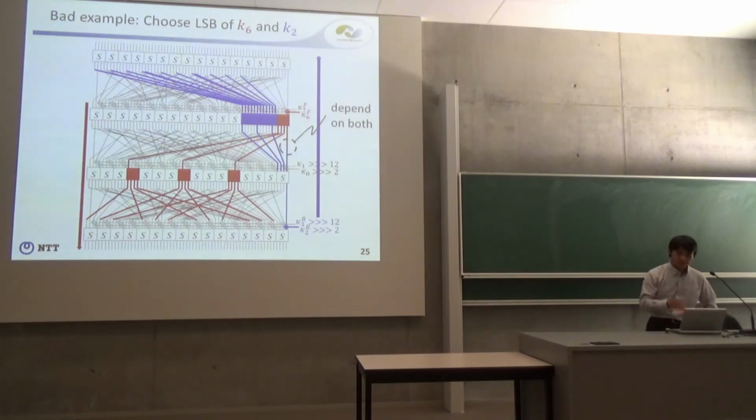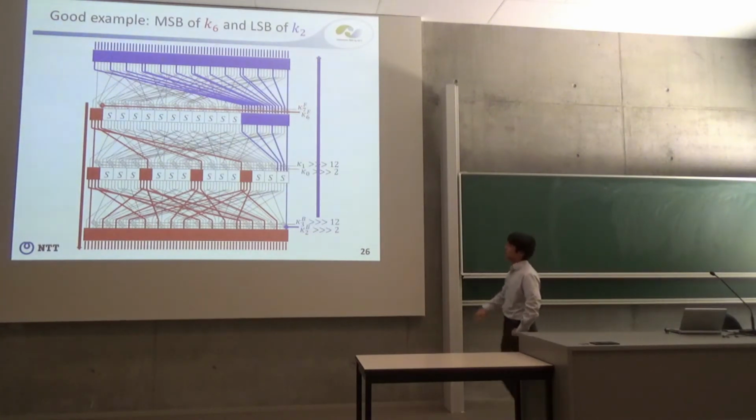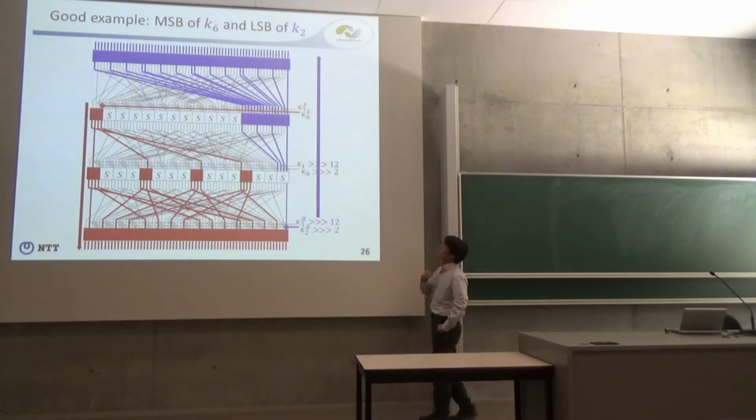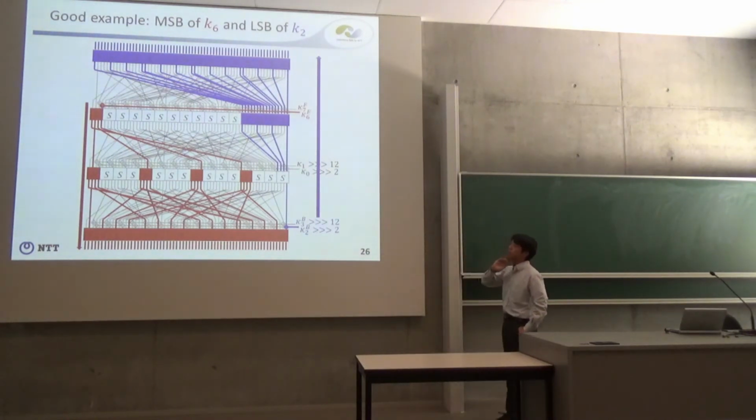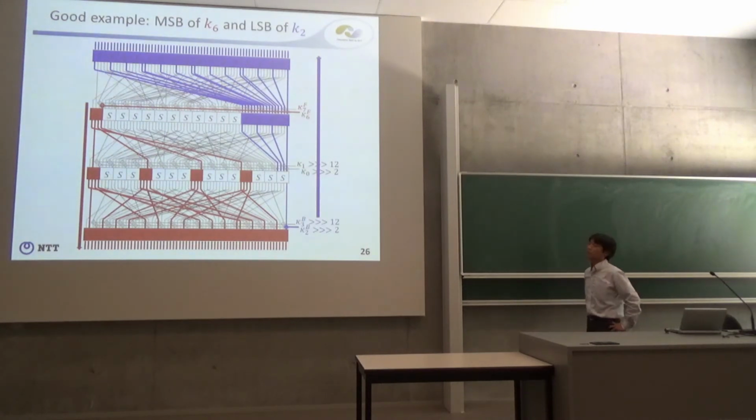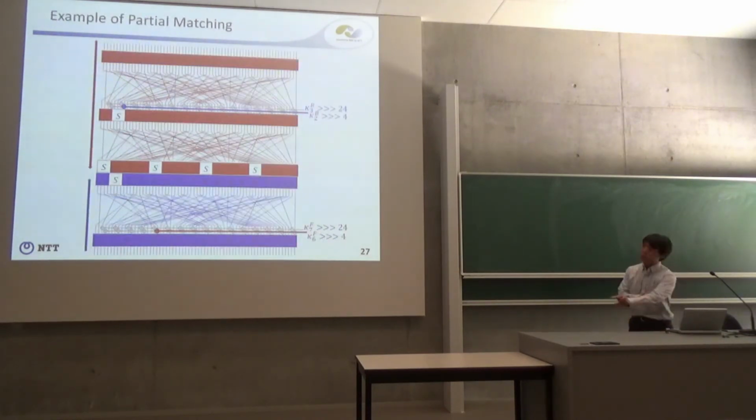Okay, so let's take another, good example. In this example, I still use the same independent key bits for the backward computation, but I changed the key bit for the forward computation in the first round. It's now moved to the MSB. Then I trace the impact, and yes, it's independent. So the insert structure works with this choice of independent key bits. And then we also need to check the partial match effect.